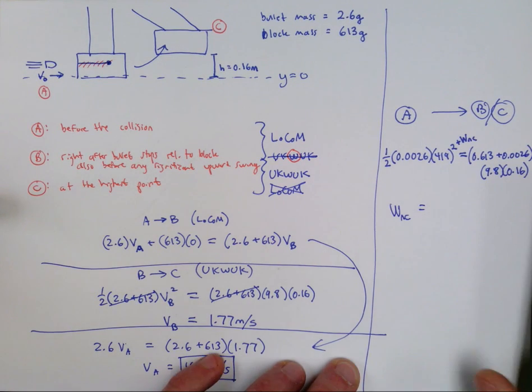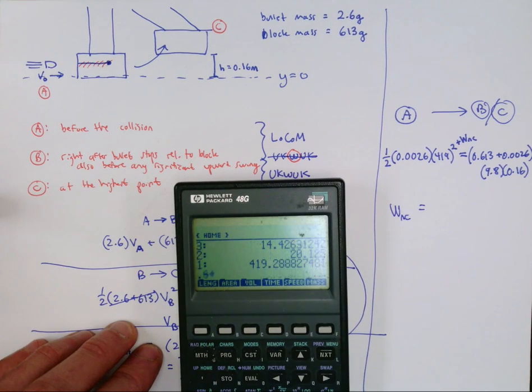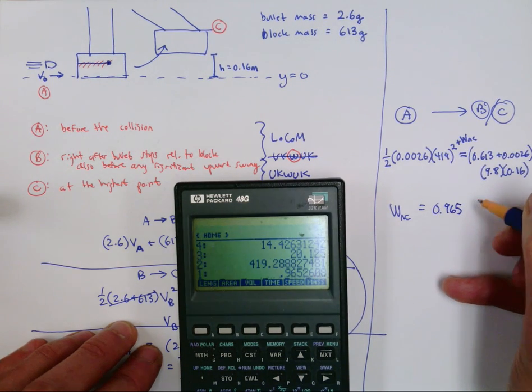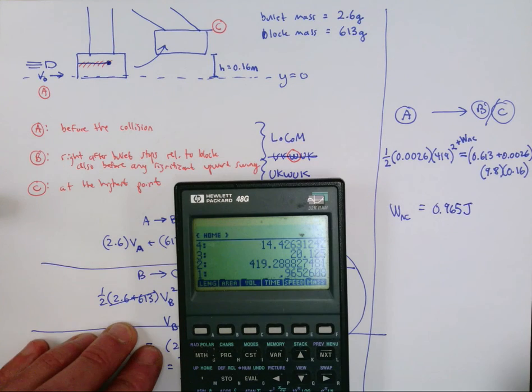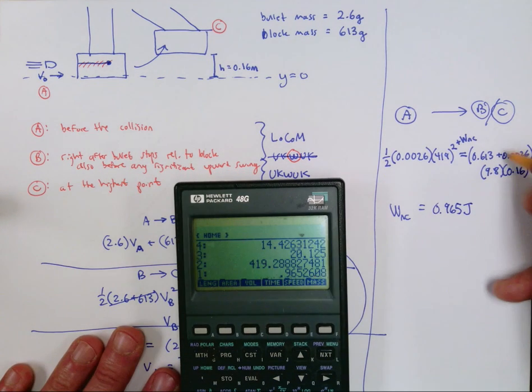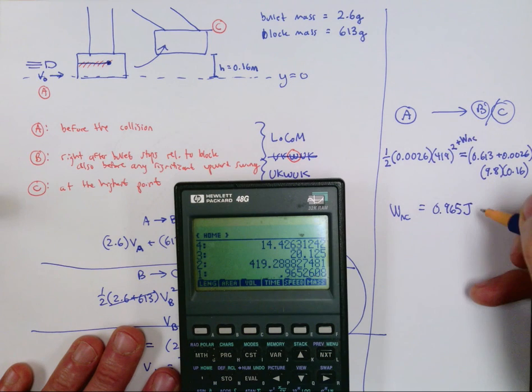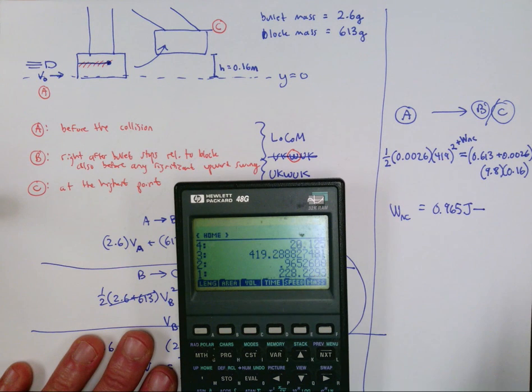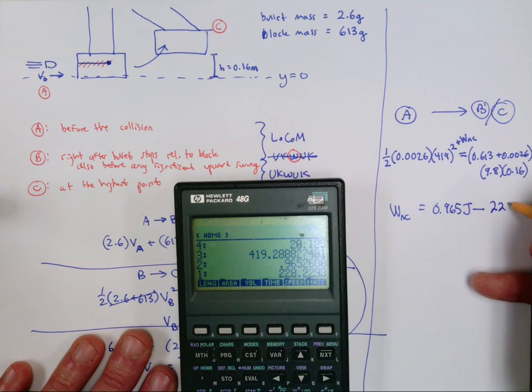So if I multiply, let's multiply these numbers together first. So 0.613 plus 0.0026 times 9.8 times 0.16. And so that's 0.965 approximately. And the units there would be joules. That's why I wanted to convert to kilograms, because unless I convert to kilograms, I'm not going to get joules. Then I'm going to have to subtract over this from the other side. So minus 419 squared times 0.0026 times 0.5. If I did that right, that's 228 joules.